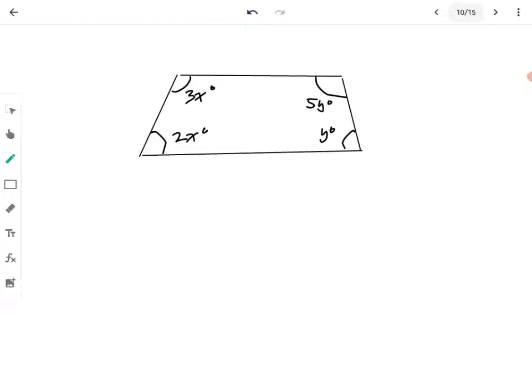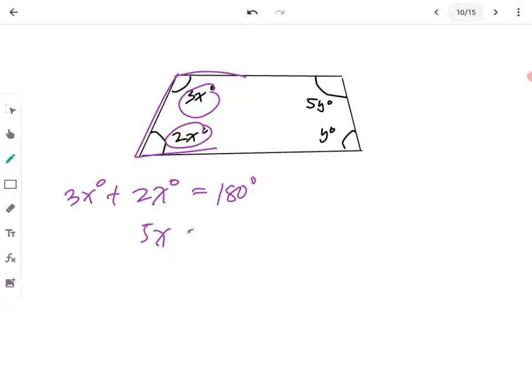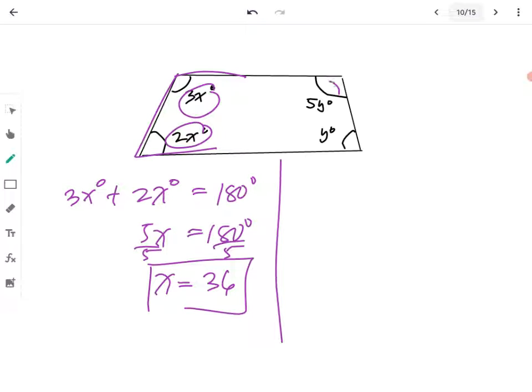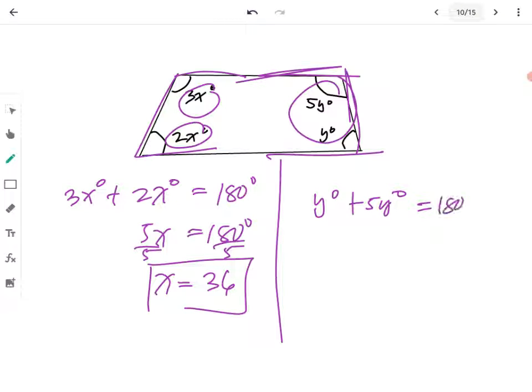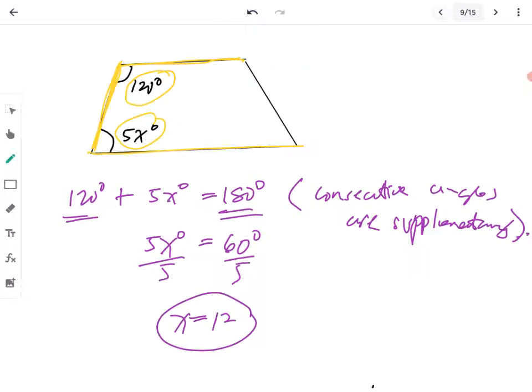Next, the same here. We are parallel, so just 3x plus 2x degrees equals 180 degrees. That gives us 5x equals 180. That gives us x equals 36, because we're going to divide both sides by 5. The same with the 5y, because again these are parallel. So we have y degrees plus 5y degrees equals 180 degrees. The reasons are the same with this one.